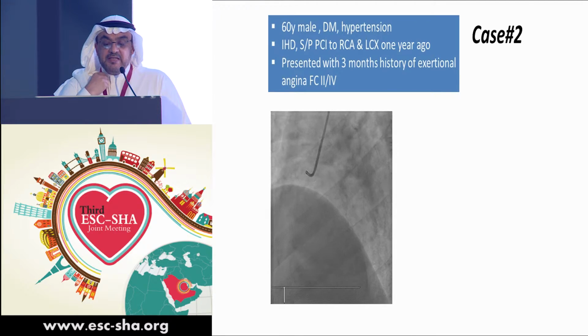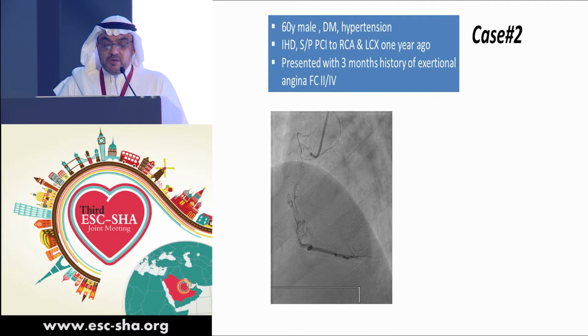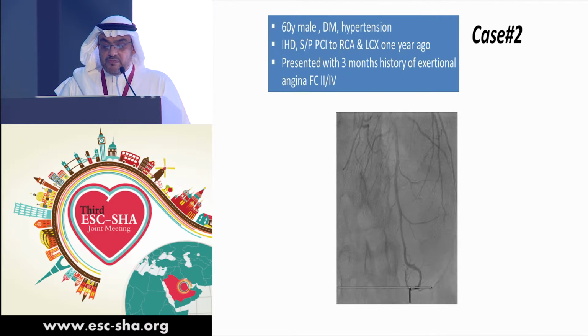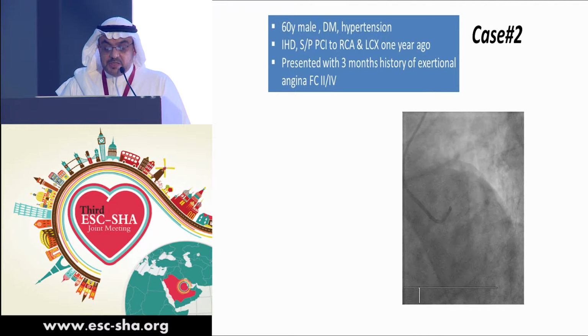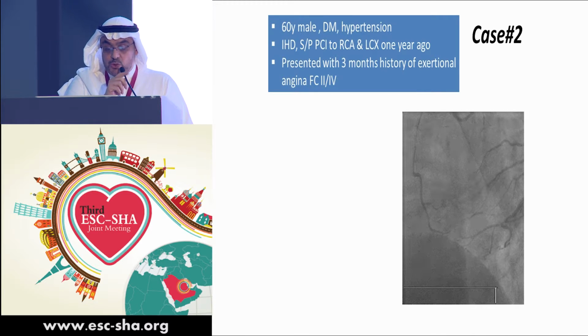So this is the second case, a 60-year-old male. He's diabetic, hypertensive, and he has ischemic heart disease. He had PCI in the right coronary artery and the left circumflex 1 year ago, and he presented again with a 3-month history of exertional chest pain and angina functional class 2.